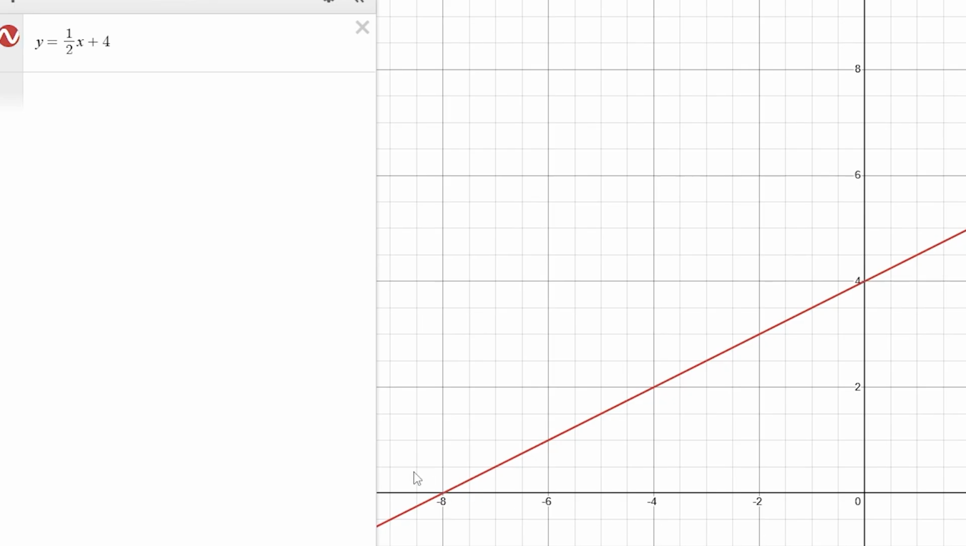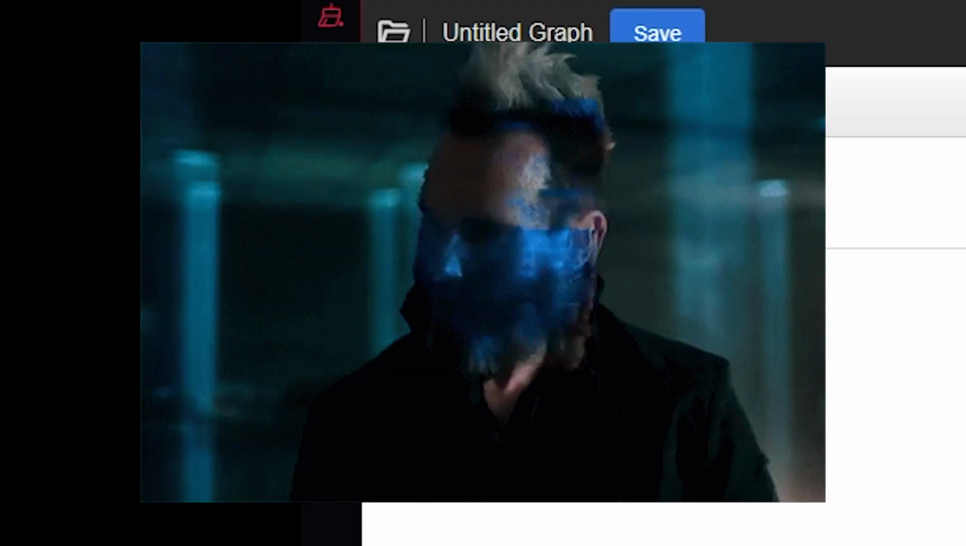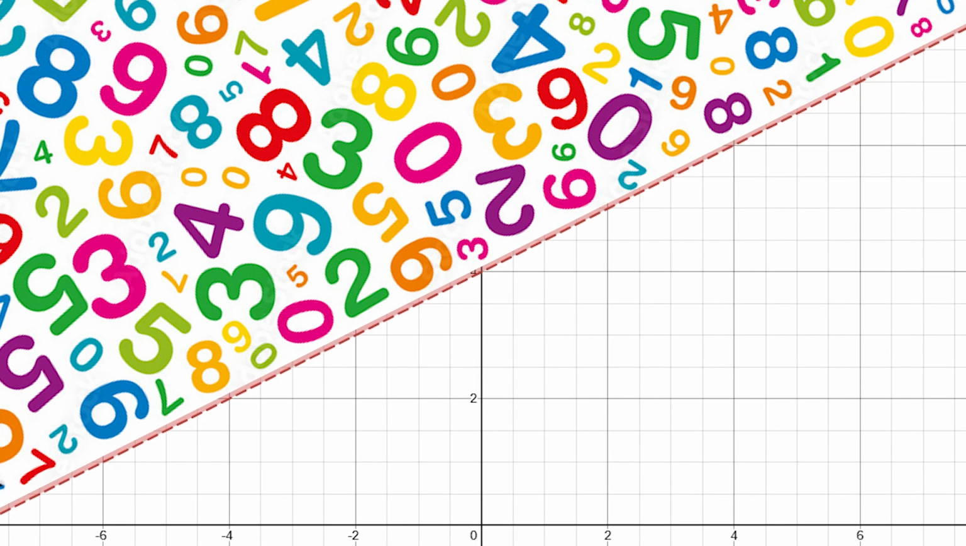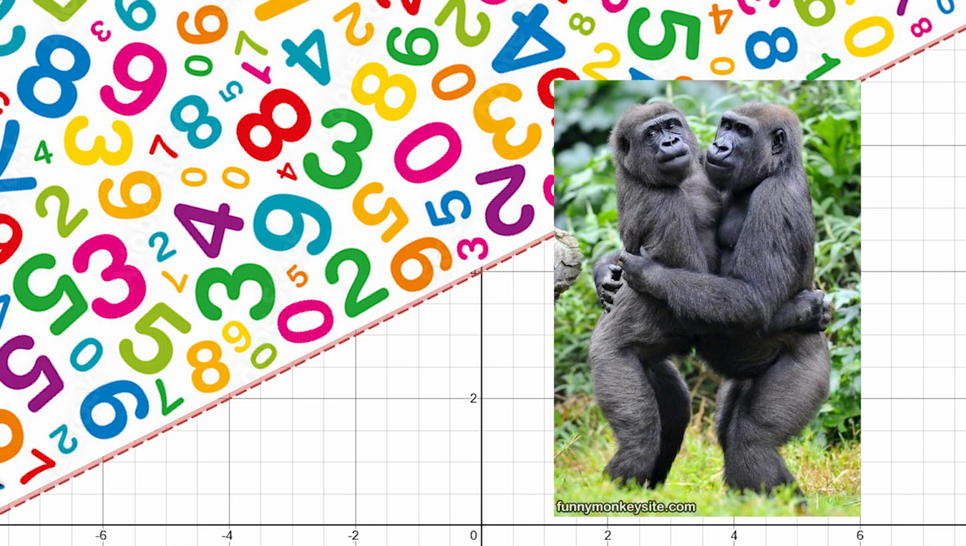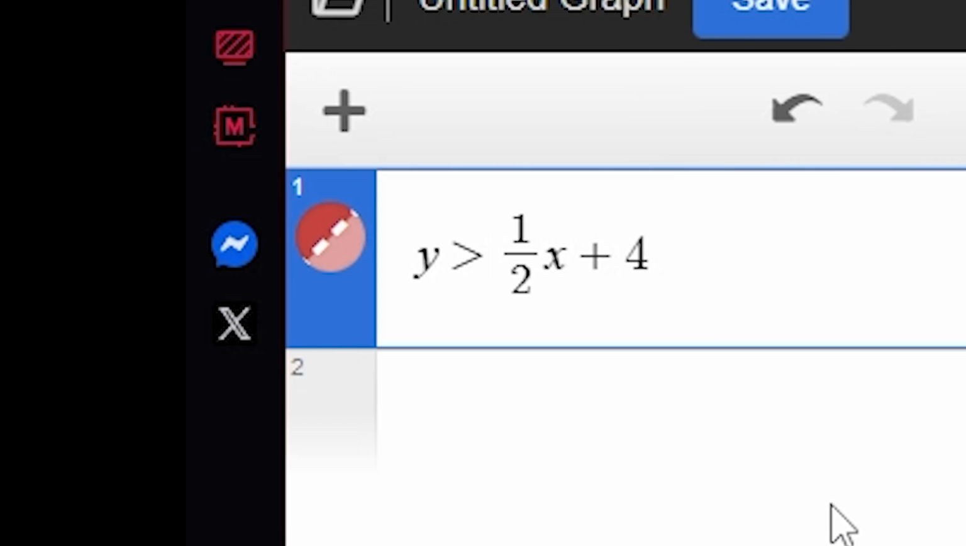If we looked at that same line but replaced the equal sign with the greater than sign, then the graph changes to something like this. This shaded part is all the values that x and y can be that work together. The reason the line is dotted is because it cannot actually equal each other since it's only greater than. We can just fix it like this.